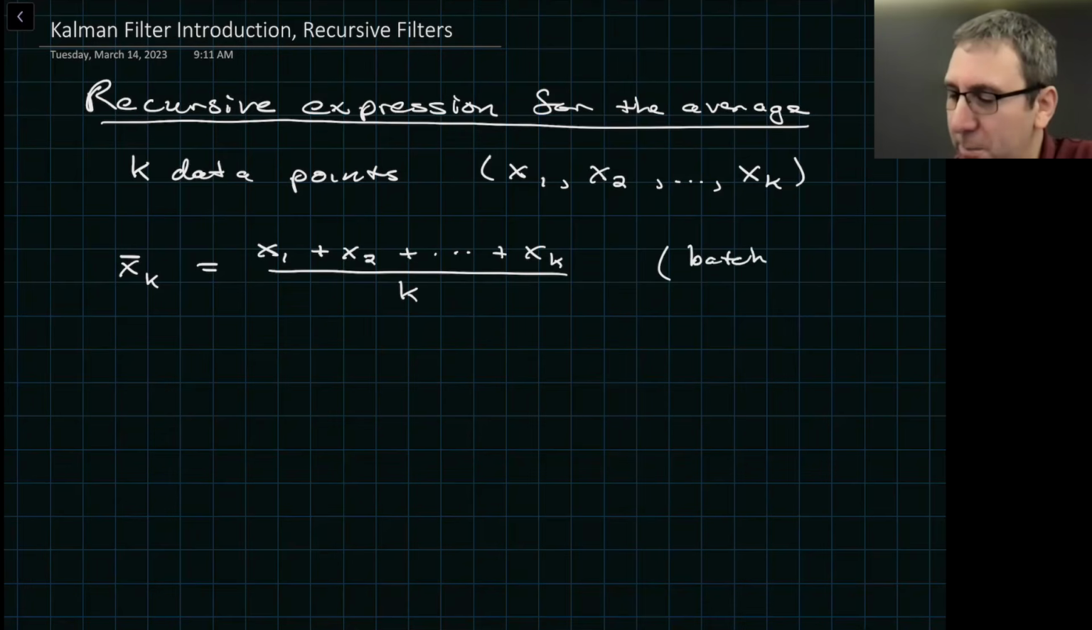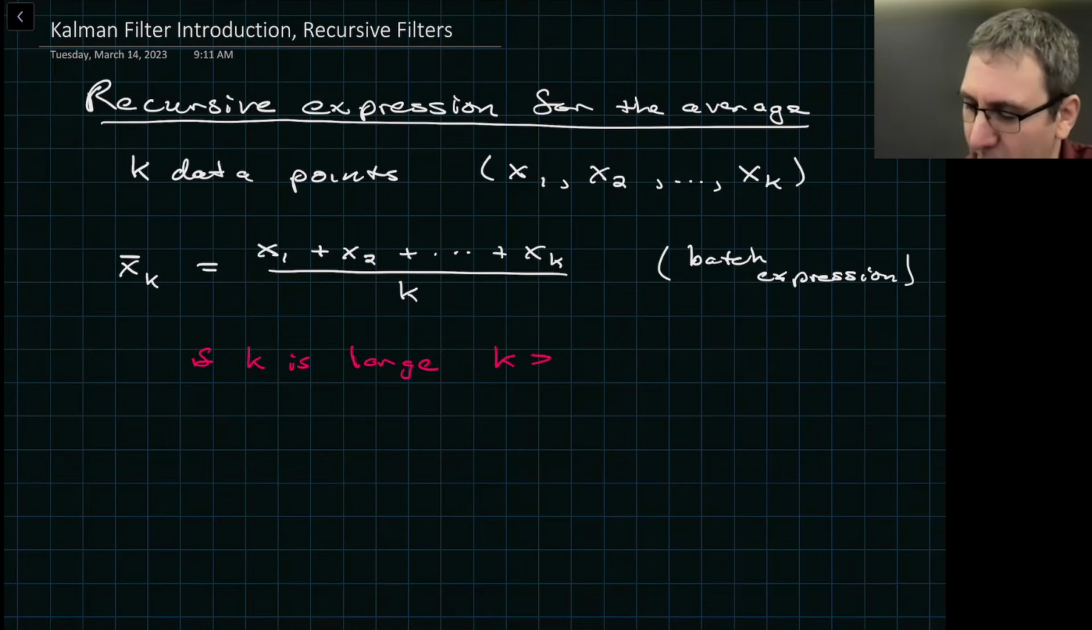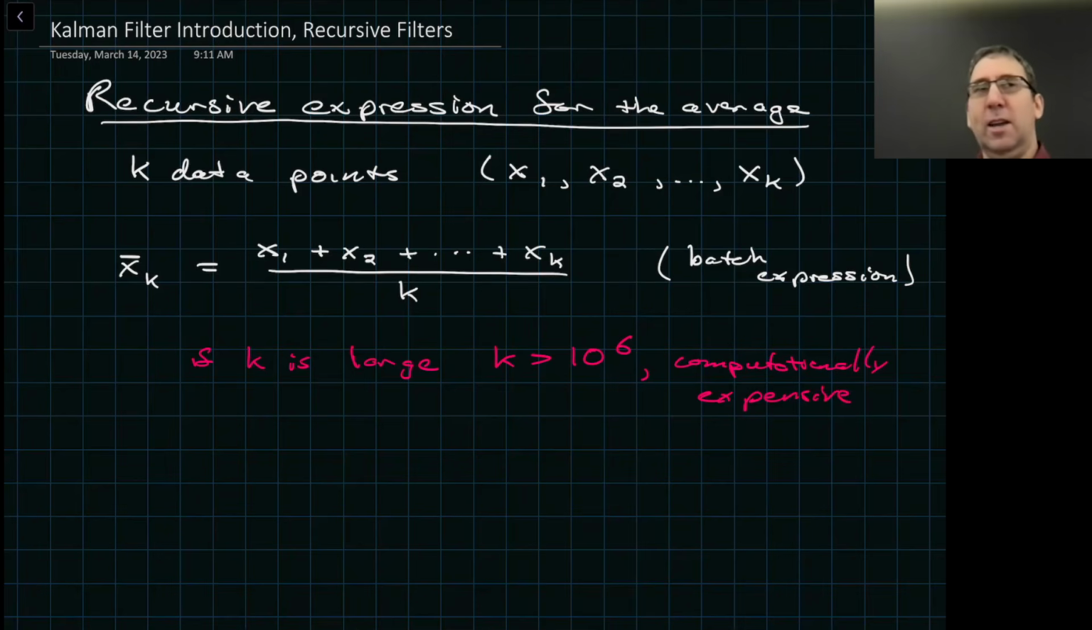So we'll call this a batch expression, which is different from a recursive expression, meaning it takes the whole batch of points. So if k is large, let's say greater than 1,000,000, then this could be computationally expensive. Because let's say now we get 1,000,000 plus 1. Now you have to add all 1,000,000 plus 1. And we don't want to do that. We want to do something that could be quick on the fly, something that's especially quick to compute for something on board a vehicle or any kind of craft or some kind of small CubeSat.